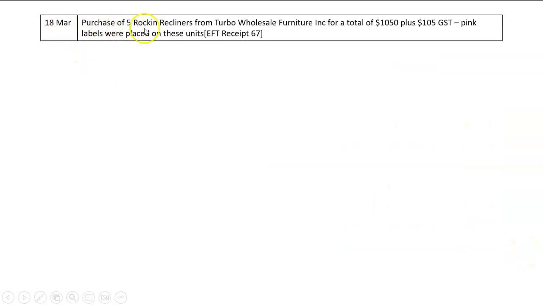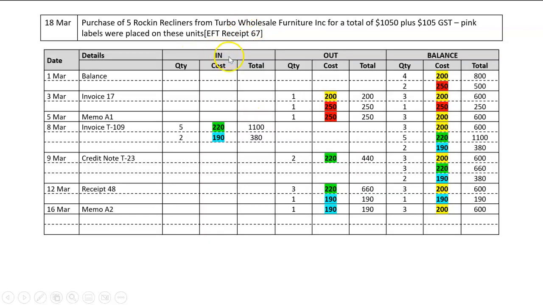18th of March, purchase of 5 rocking recliners from Turbo Wholesale Inc. for a total of $1,050 plus $105 GST. Pink labels were placed on these units. EFT receipt 67. So sometimes when we receive a receipt, we think that's just us making a sale. But remember, with a receipt, there's also a customer gets the receipt as well, and in this case that's us. So we've actually paid by electronic funds transfer here, so that is us buying inventory. So that's going to be an in column 1, not an out column.